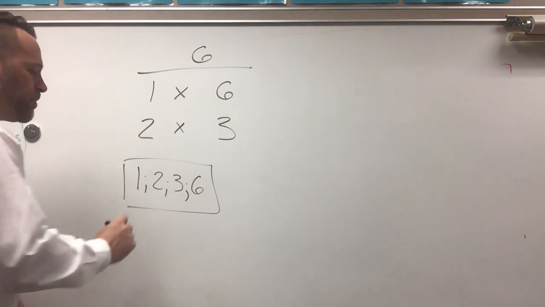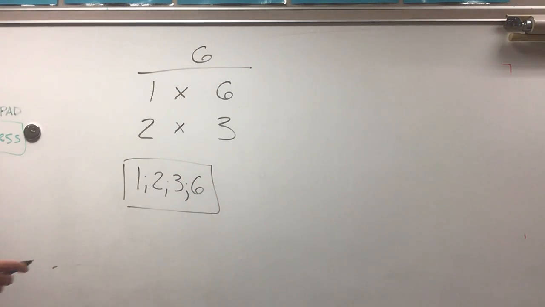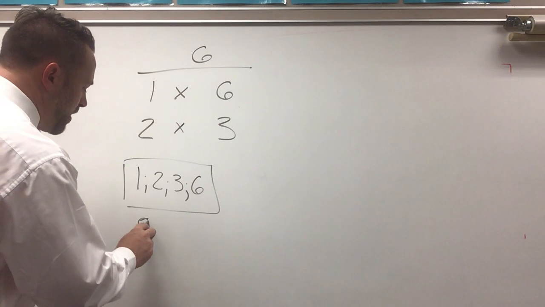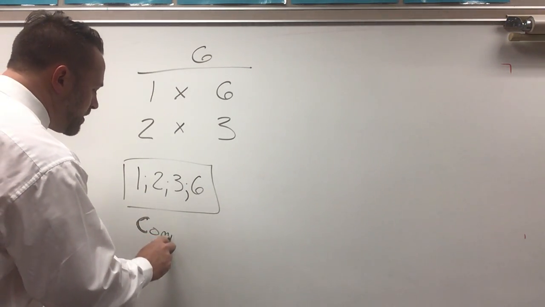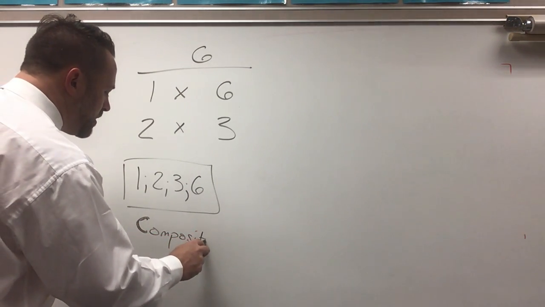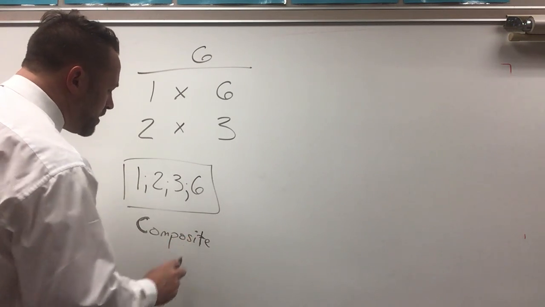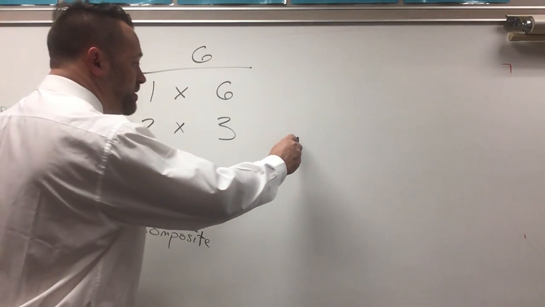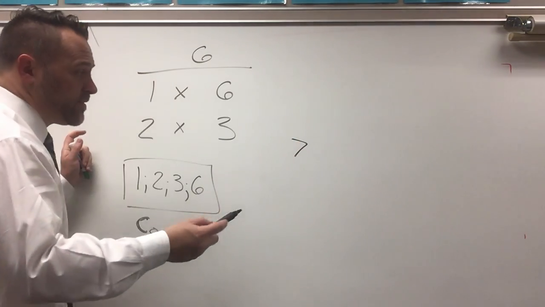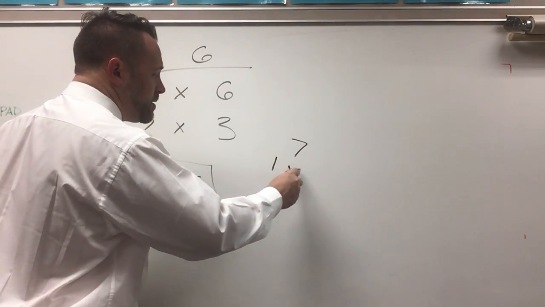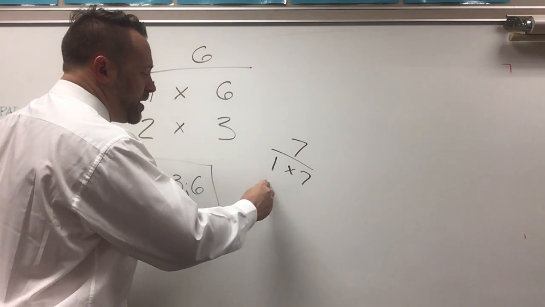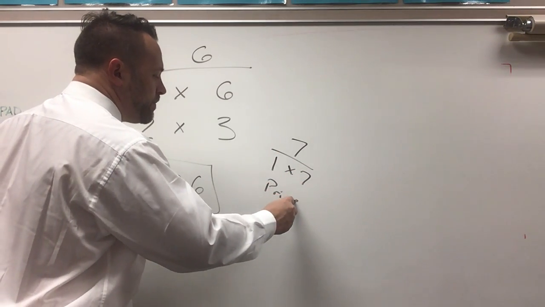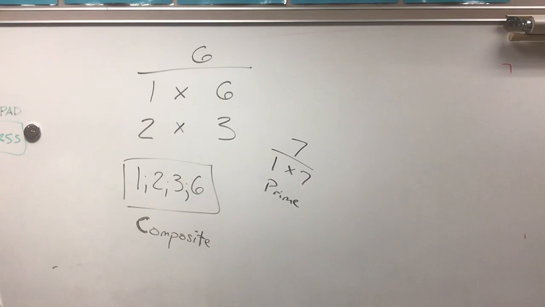Hey, so if I have 4 factors, 1, 2, 3, and 6, what kind of number? Is it prime or composite? Definitely prime. Definitely composite. What did I just say? It's a composite number, okay? Now, if it was like 7, well, the only factors of 7 are actually 1 times 7. So that would be a prime. Now we got it, okay?